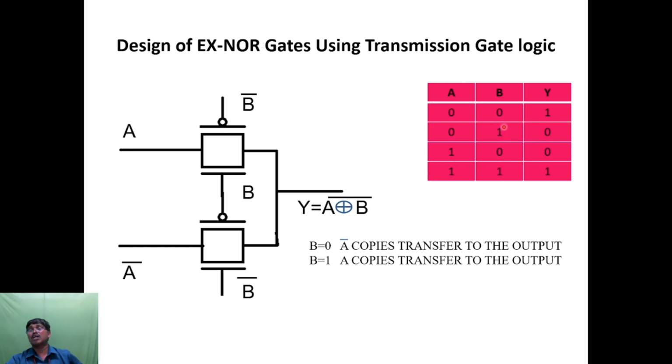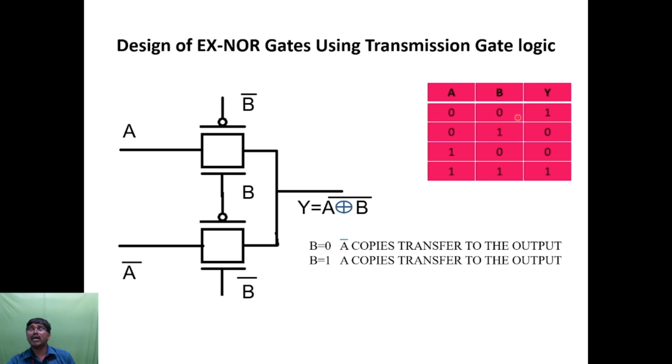Now the next condition, control input is equal to 1. Here also control input is equal to 1. Now check the data input. Data input A is equal to 0, output is equal to 0. Now here A is equal to 1, output will be 1. That means when control input is equal to high, whatever data input will be directly reflected at the output. That is the concept behind this.